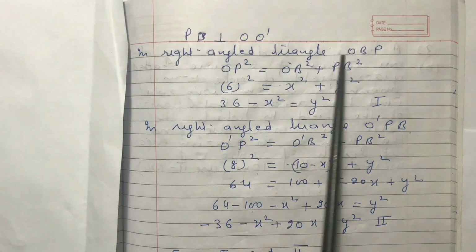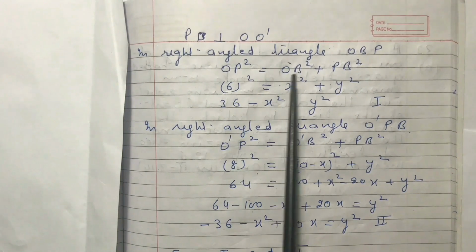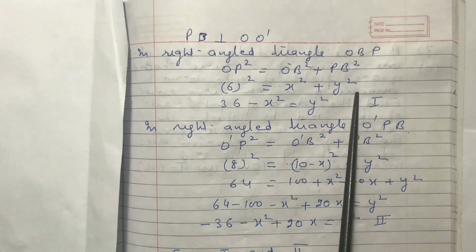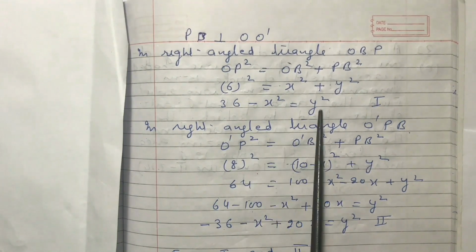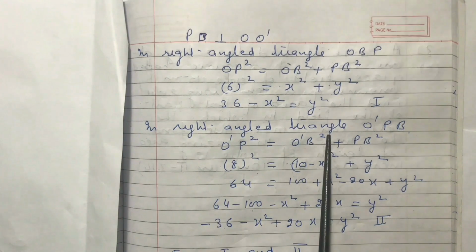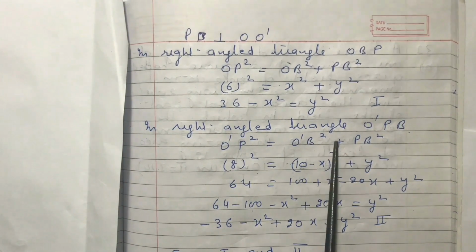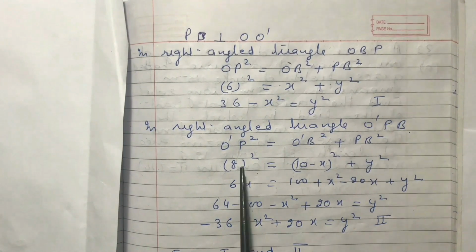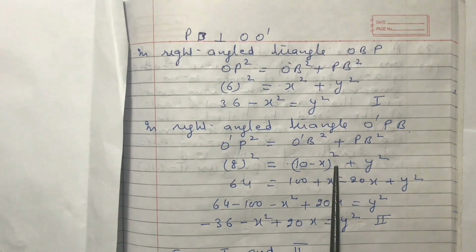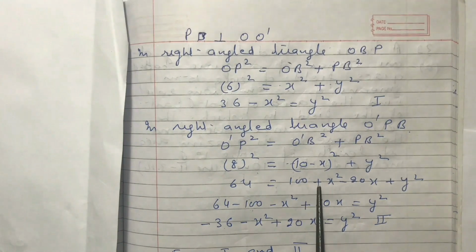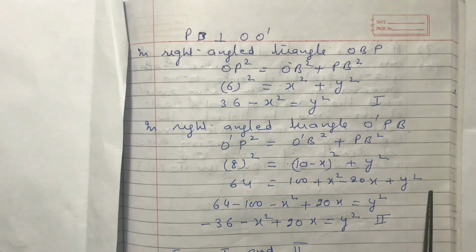In right angle triangle OBP, OP square is equal to OB square plus PB square. So 6 square is equal to x square plus y square, that is 36 minus x square is equal to y square. In right angle triangle O dash PB, O dash P square is equal to O dash B square plus PB square. So 8 square is equal to 10 minus x whole square plus y square. So 64 is equal to 100 plus x square minus 20x plus y square.